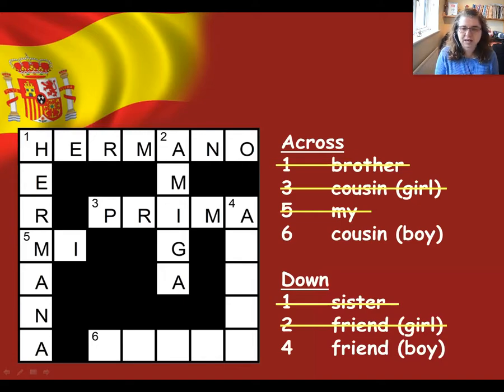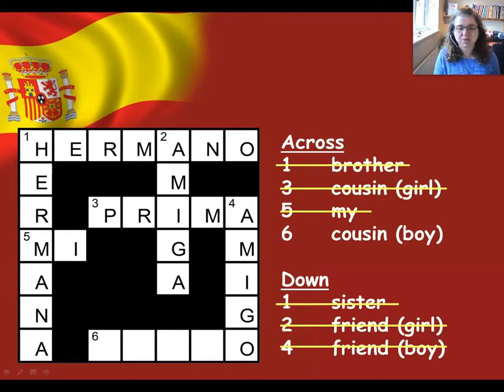Let's do four down. So four down, the clue says friend when the friend is a boy. So what word do we need to put in for a friend who is a boy? That's right, amigo, because we've already got amiga for a girlfriend, but a friend who's a boy, amigo.